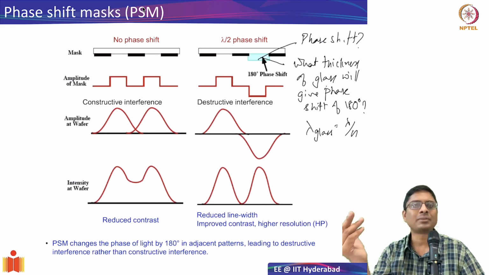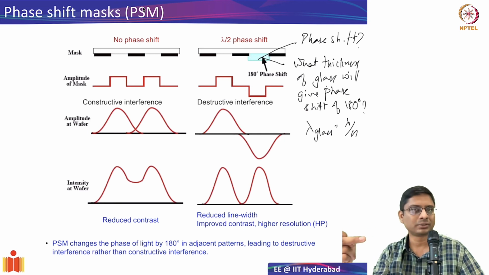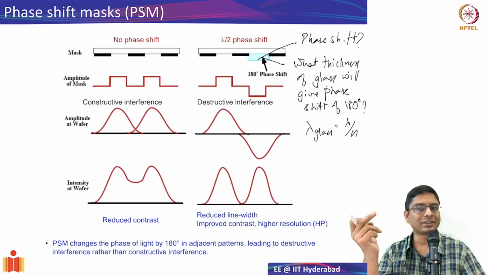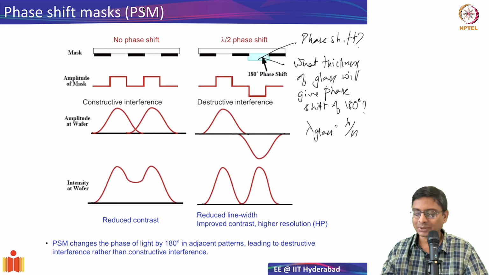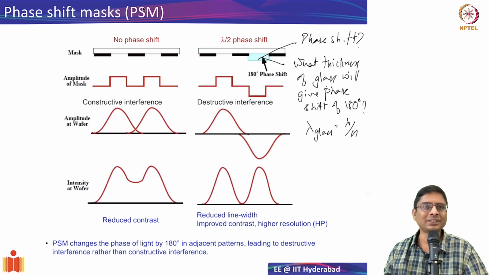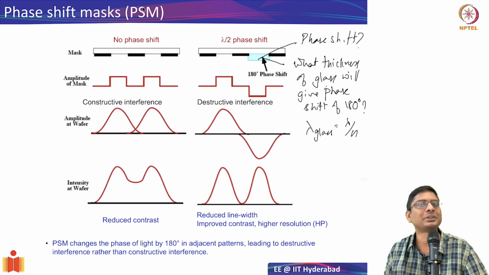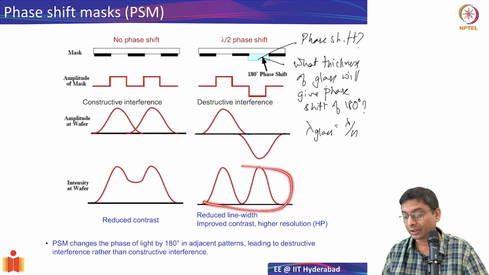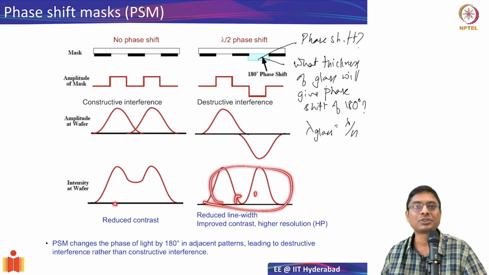So the lambda in glass is, let's say, 200 nanometers. I should put a 100 nanometer film. If I put a 100 nanometer film, I get a phase lag of 180. What is the use of that? Well, it turns out that you have two peaks which are out of phase. When an interference happens between these out of phase peaks, you get two peaks which are very, very nicely resolved. Just by introducing a phase shift, I am able to resolve the patterns which I could not resolve originally.